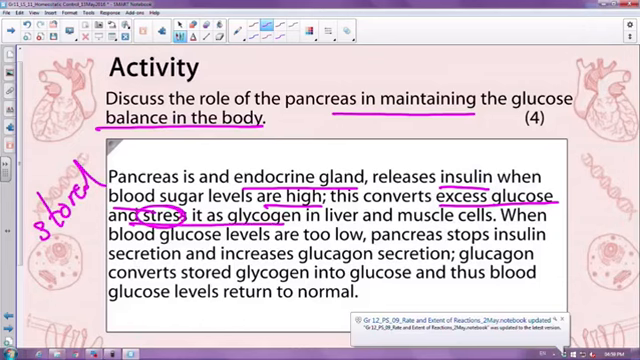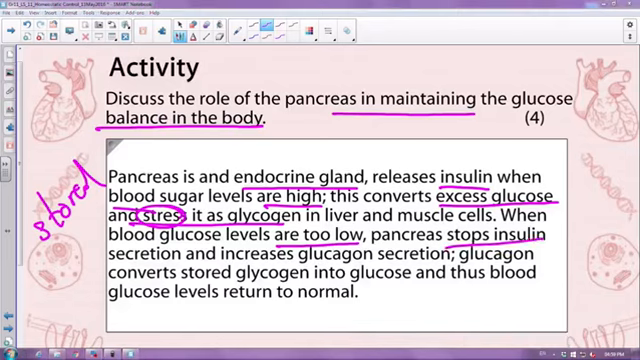liver and muscle cells. When the blood glucose levels are too low, the pancreas stops insulin secretion and increases glucagon secretion. The glucagon then converts the stored glycogen into glucose, and thus the blood sugar levels return back to normal. Essentially what we've been discussing all this far.